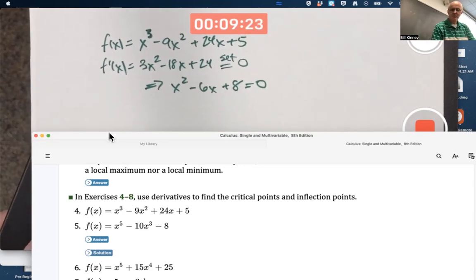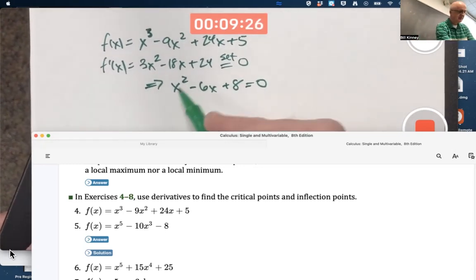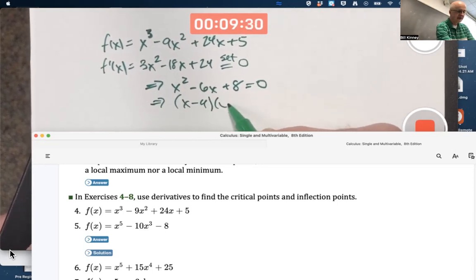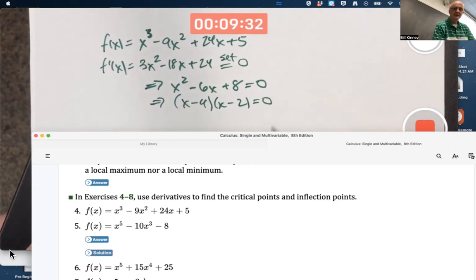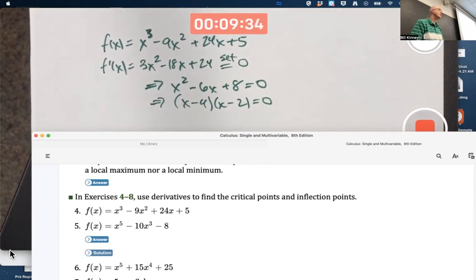And in this case, we are lucky. We can factor it as x minus 4 times x minus 2. In general, you'd have to use the quadratic formula. In general, you could get irrational critical points. That's possible, involving square roots of non-perfect squares, like square root of 5 or something. You also even could get imaginary complex number roots. That's not happening here, but it could happen in general.